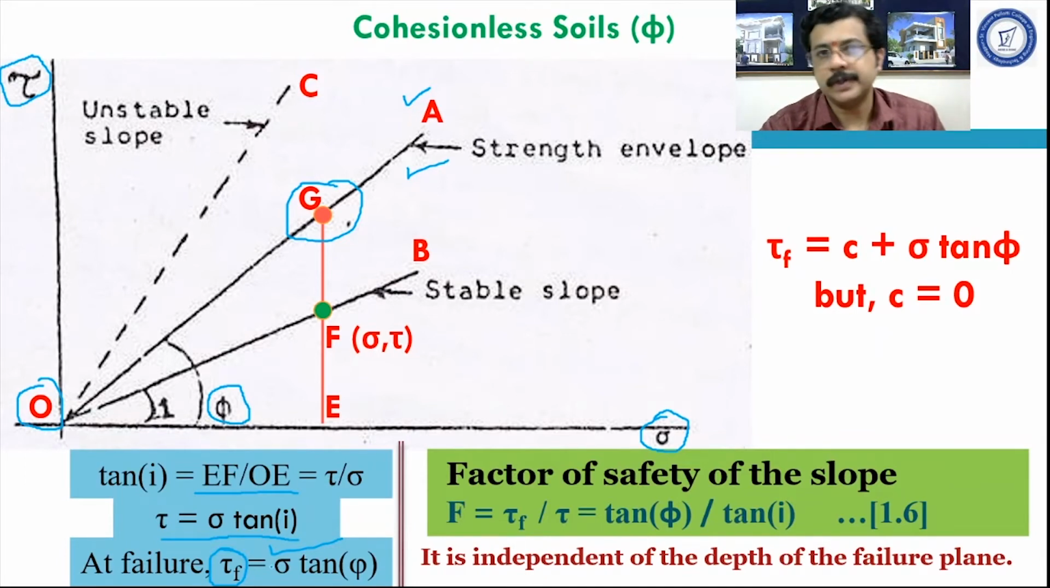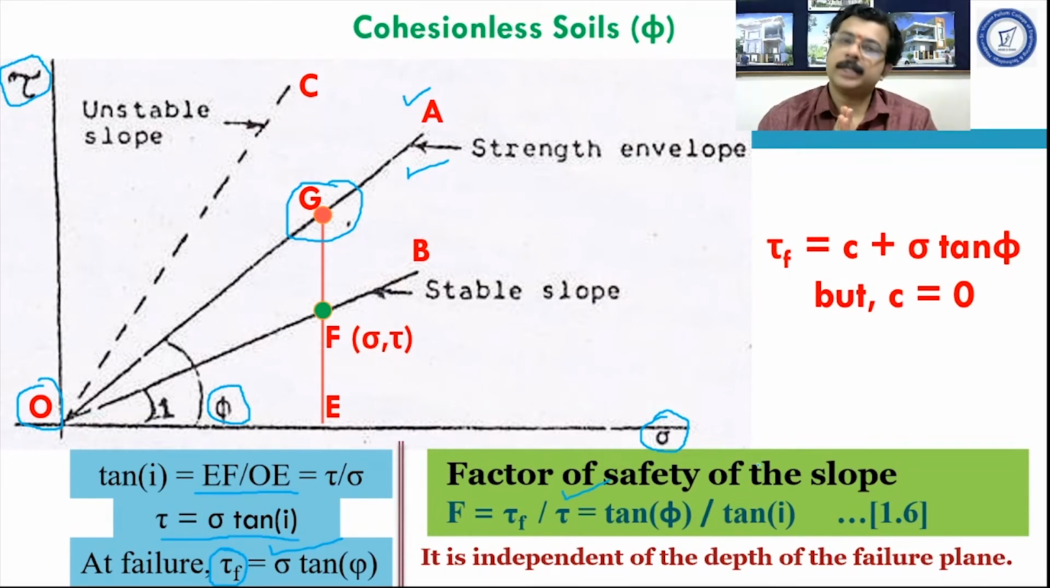How to find the factor of safety? Factor of safety is nothing but the ratio of shear strength to shear stress. Hence, it is tau F upon tau. Sigma tan phi is nothing but shear strength tau F. How? We have seen before, right? C is 0, so it will be governed only by the sigma tan phi parameter. And tau is the shear stress, which is sigma tan I. So this ratio, tan phi upon tan I, gives us the factor of safety of cohesionless soil for an infinite slope in dry condition.